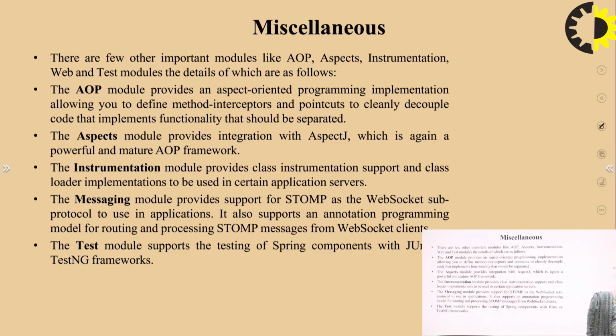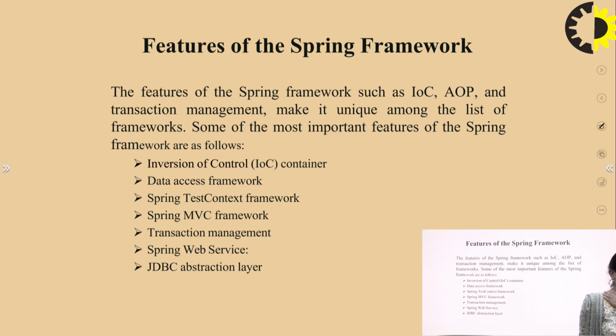Last, the test module. It supports the testing of Spring components with the JUnit or TestNG framework. Now, the important question: what are the features of the Spring framework? The features of the Spring framework, such as IOC, AOP, and transaction management, make it unique among all the frameworks. Some of the important features of the Spring framework are IOC, Data Access framework, Spring Test Context framework, Spring MVC framework, transaction management, Spring Web Services, and JDBC abstraction layer.